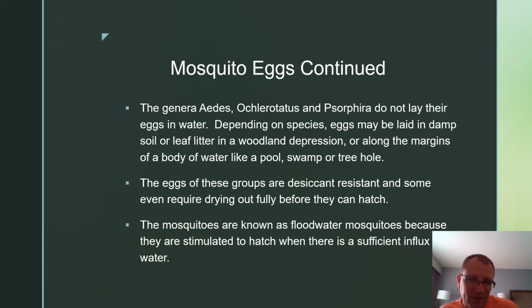Looking at mosquito eggs continued, the genera Aedes, Ochlerotatus, and Psorophora do not lay their eggs in water. Depending on the species, eggs may be laid in damp soil or leaf litter in a woodland depression, or among the margins of a body of water like a pool, swamp, or tree hole. The eggs of these groups are desiccant resistant, and some even require drying out fully before they can hatch. These mosquitoes are known as floodwater mosquitoes because they are stimulated to hatch when there is an influx of water.